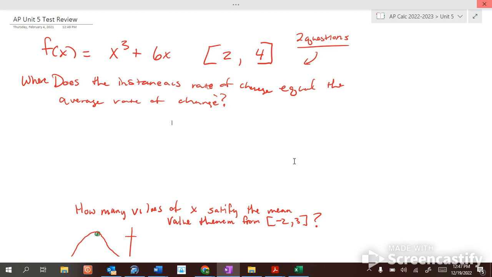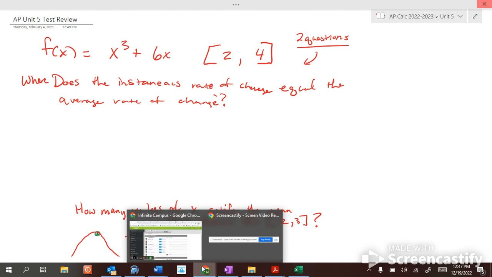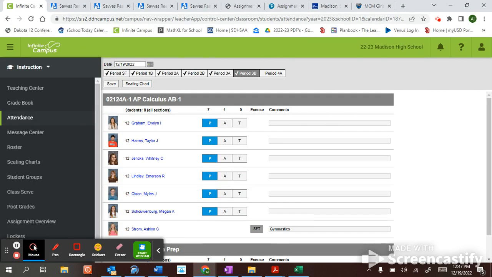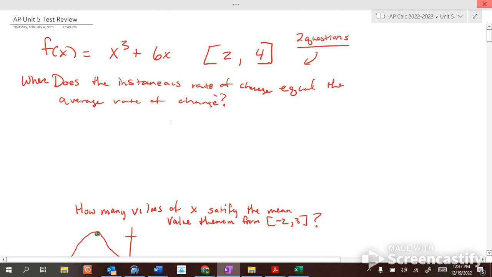This one is one of the most insanely difficult tests that there are in this class. So, here we go. Where does the instantaneous rate of change equal the average rate of change? So find the instantaneous rate of change and the average rate of change. How do you find the average rate of change?